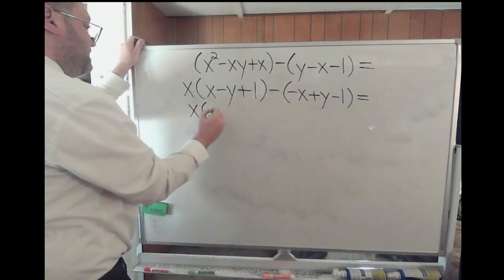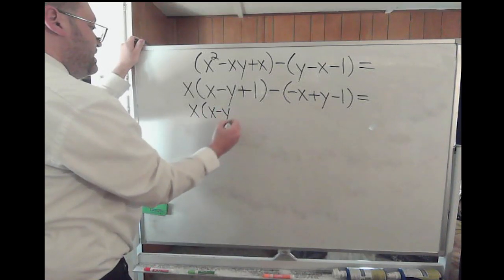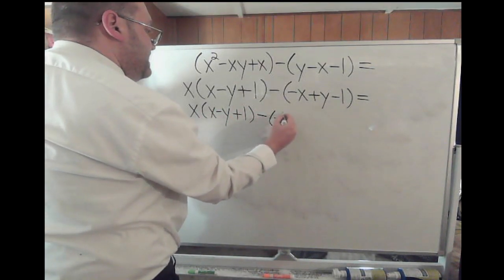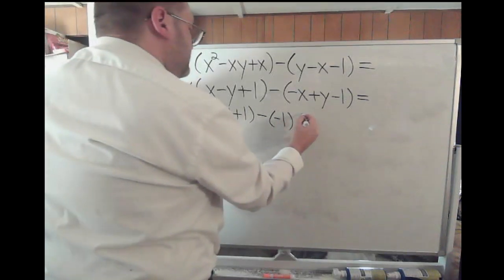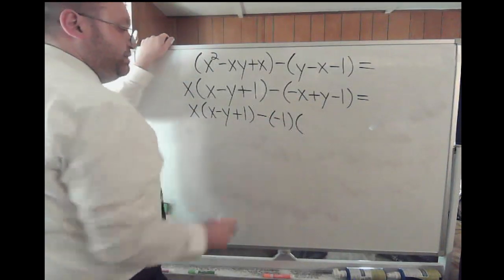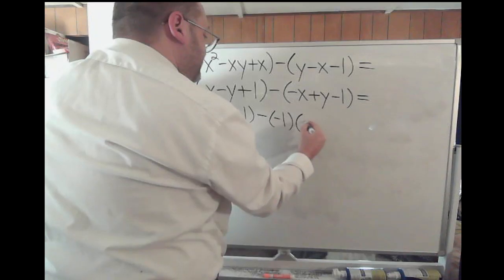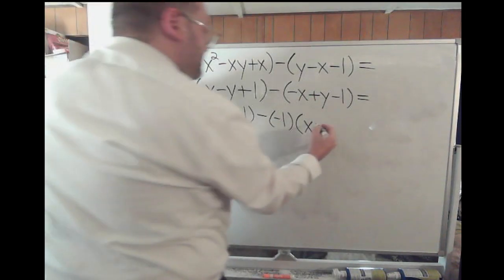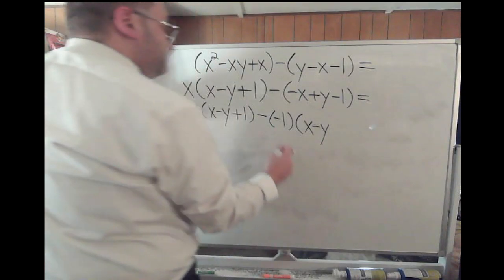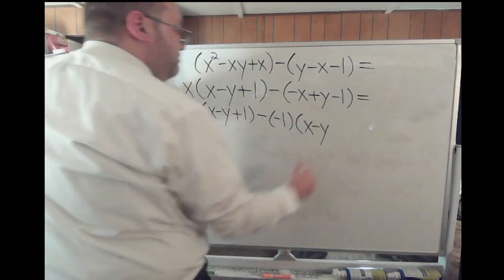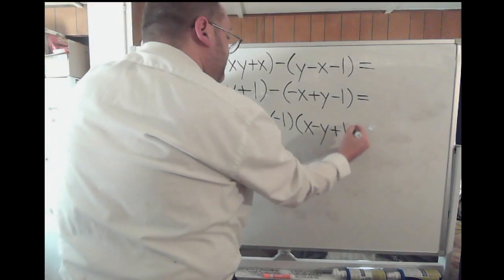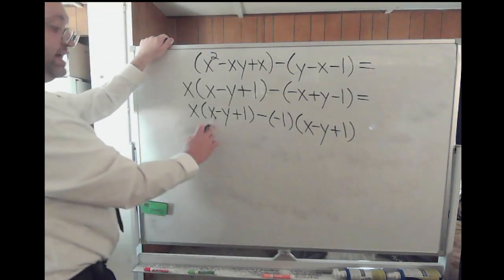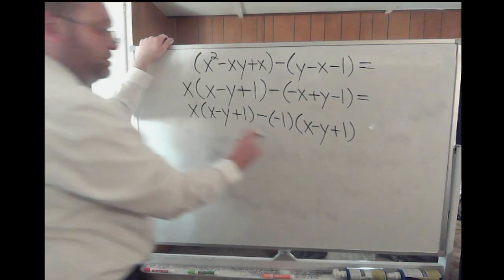You'll take x times the quantity of x minus y plus 1 minus your factor of negative 1. Now, negative 1 times what equals negative x? Well, that'd be positive x. Negative 1 times what equals positive y? That'd be negative y. Then negative 1 times what equals negative 1? Well, that'd be positive 1. All of a sudden now you have two terms with the same common factor of x minus y plus 1.